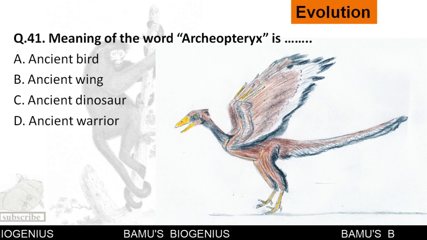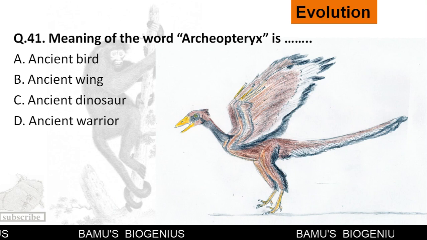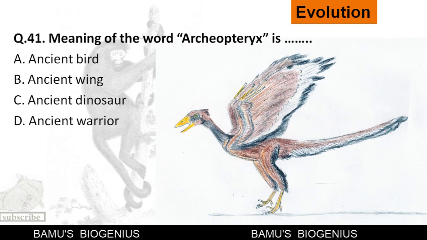41. Meaning of the word Archaeopteryx is ancient bird, ancient wing, ancient dinosaur, or ancient warrior. The answer is ancient wing.